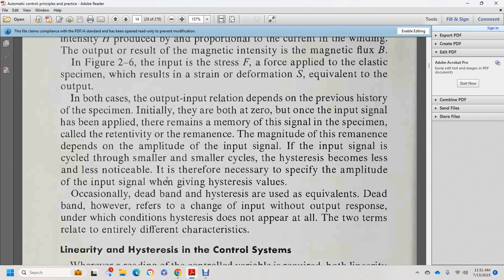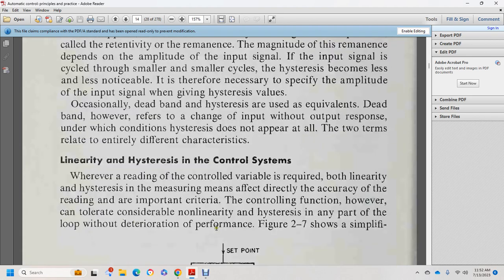Occasionally, deadband and hysteresis are used as equivalents. Deadband, however, refers to a change of the input without any output response. Under conditions where hysteresis does not appear at all, the two terms relate to entirely different characteristics. Linearity and hysteresis of the control system: whenever the reading of the control variable is required, both linearity and hysteresis directly affect the accuracy of the reading. An important criterion for the control function, however, can tolerate considerable nonlinearity and hysteresis in any part of the loop without deterioration of performance.